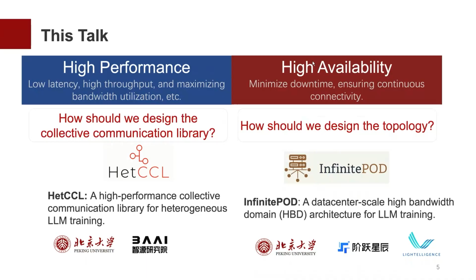For today's talk, I will focus on two of them. The first one is how should we design the collective communication library? To answer this, we propose a system we call HetCCL, which is a high-performance collective communication library designed for heterogeneous LLM training clusters. The second question we try to answer is how should we design the topology? And we propose InfiniteHBD, which is a data center scale high bandwidth domain architecture for LLM training.